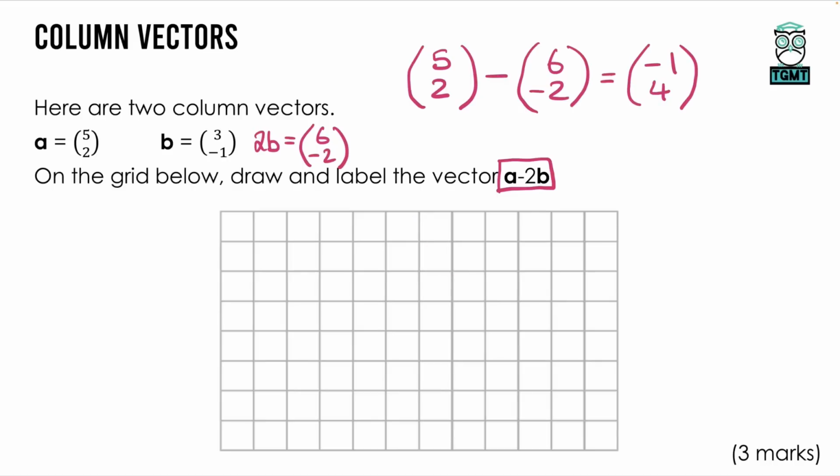So I need to sort of visually in my head think about where it's going to fit. So I'm going to go down here. I need to go left by 1, up by 4. 1, 2, 3, 4. That's where I'm going to finish. So left by 1, up by 4, join those together. We put a little arrow on that line just to show the direction it's going in. I'm just going to label that A minus 2B. And there we go. There's my column vector drawn on a grid.